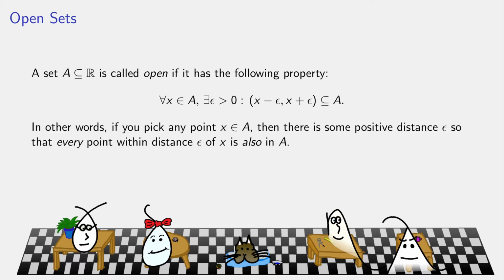So no matter where you are in the set, think of this as a distance, okay? Epsilon is a distance you can move to the left and to the right and still be in the set.